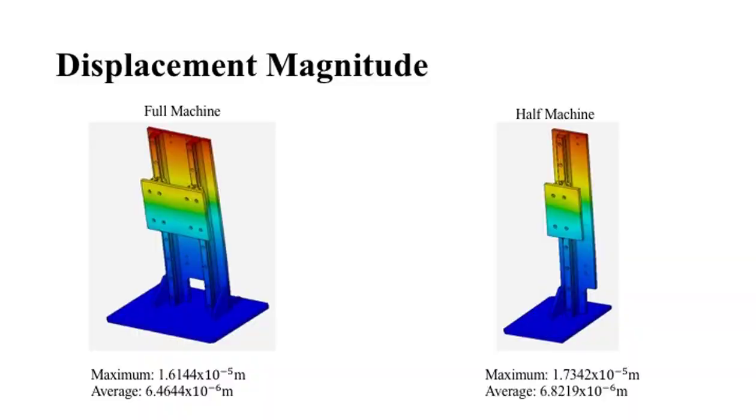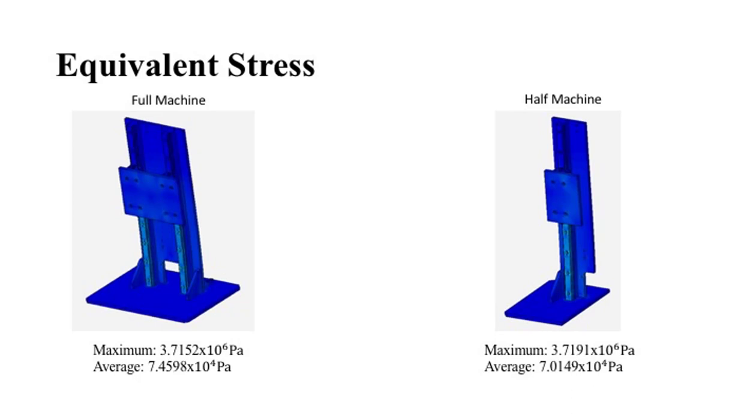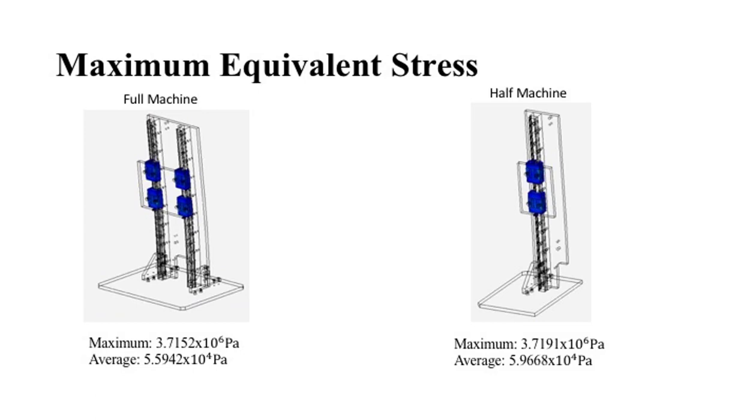The maximum displacement magnitude is 1.61 times 10 to the negative 5 meters, which is very small. The half machine confirms its precision. The average equivalent stress of the machine is 7.46 times 10 to the 4th pascals, and this is also backed up by the half model. The maximum equivalent internal stress on the linear guides is 3.71 times 10 to the 6th pascals, which is well within their safe operating range. This was determined by referencing the part specification document for the bearing block.